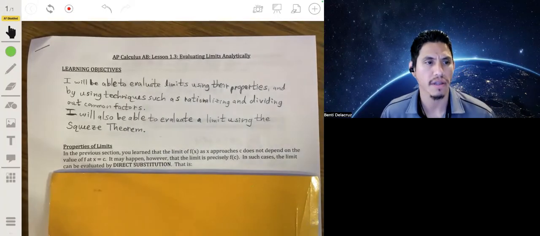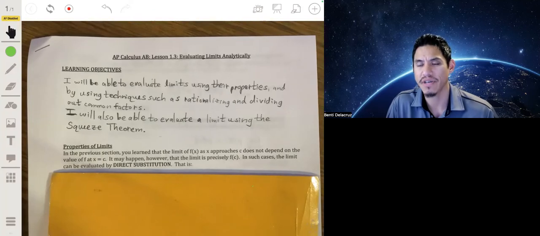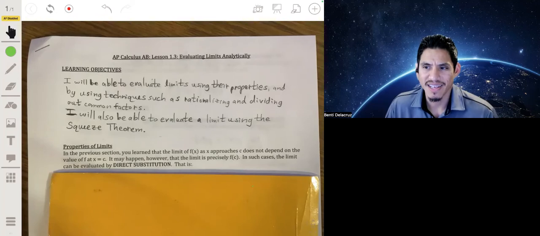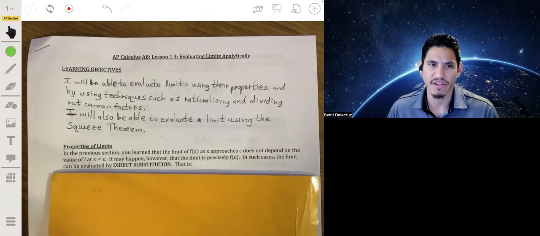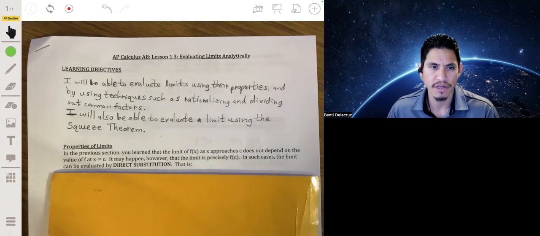All right, so in this lesson, we're going to begin evaluating limits analytically. Think of it as solving limits, like when you first started working with equations and solved equations. It's not exactly like solving, but you can kind of think of it like that, if that helps, in solving limits, evaluating limits.